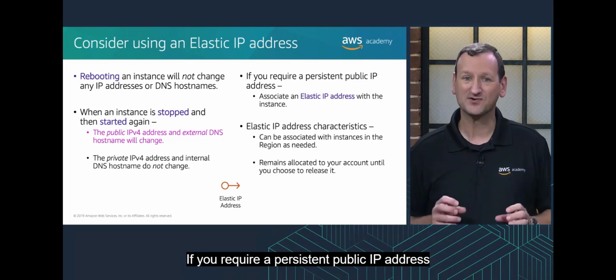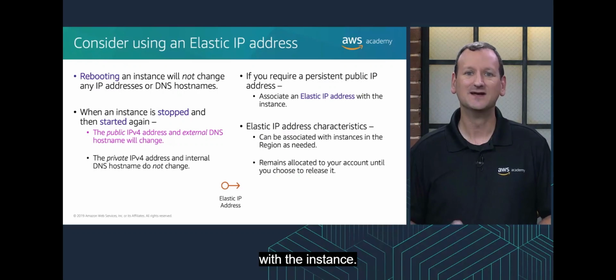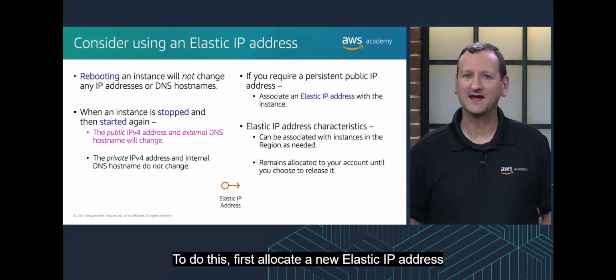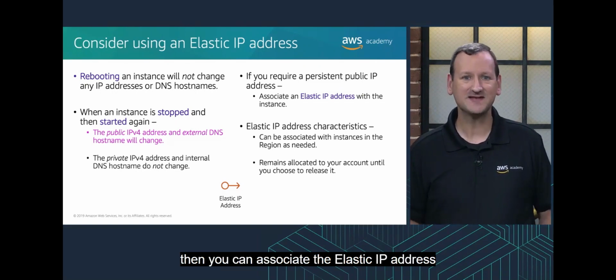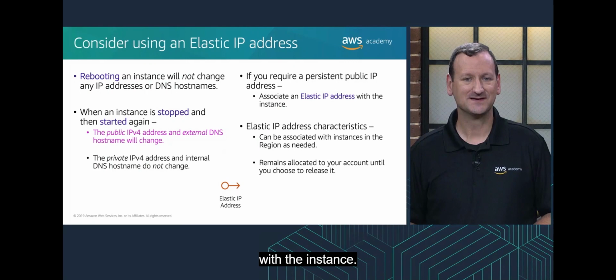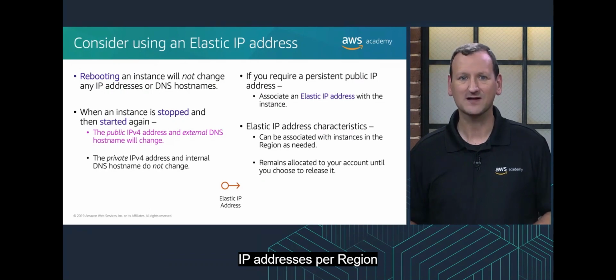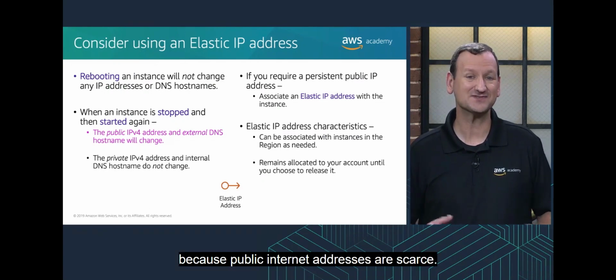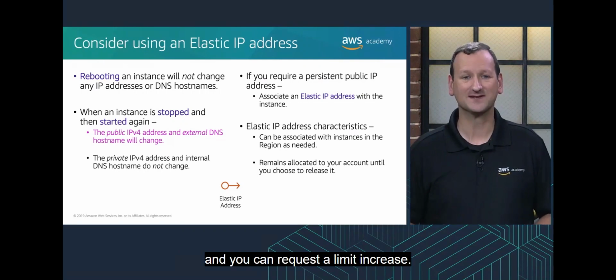If you require a persistent public IP address, consider associating an elastic IP address with the instance. To do this, first allocate a new elastic IP address in the region where the instance exists. Then, you can associate the elastic IP address with the instance. By default, all AWS accounts are limited to 5 elastic IP addresses per region because public internet addresses are scarce. However, this is a soft limit, and you can request a limit increase.